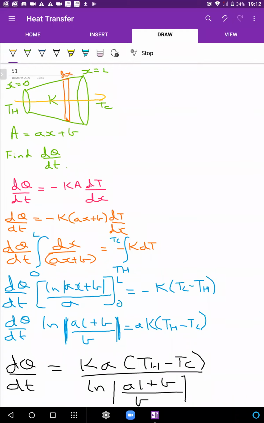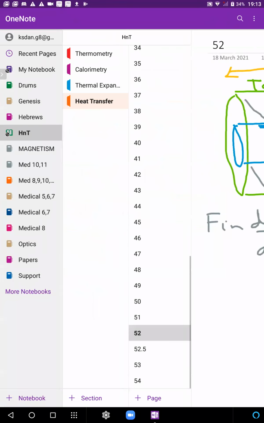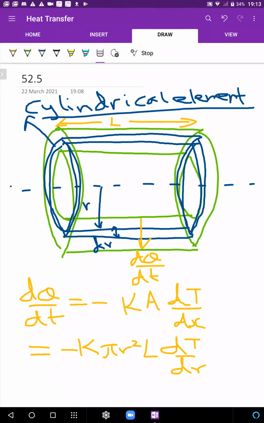In this question, as you are moving in this direction, the area perpendicular to your heat flow, which is what you substitute in the formula, was gradually increasing. In the same way, in the case of a cylinder, as we move outwards, from the inner surface to the outer surface, the area perpendicular to your heat flow is going to gradually increase. And yes, your area at any instant can be written as 2 pi r times L. This is gradually increasing.